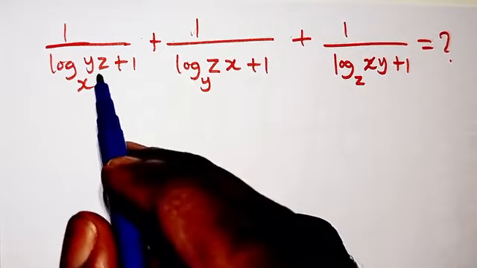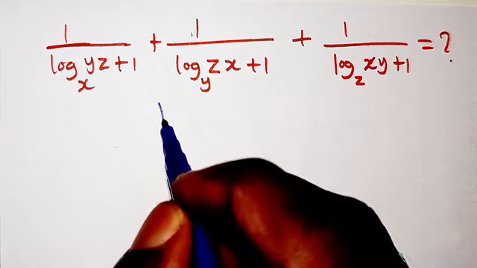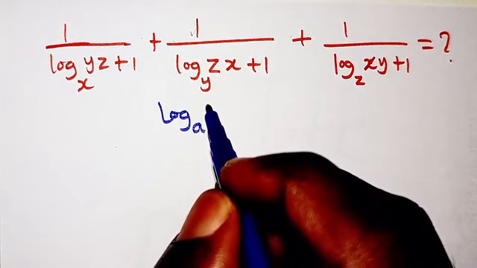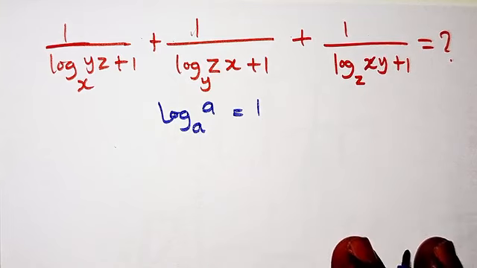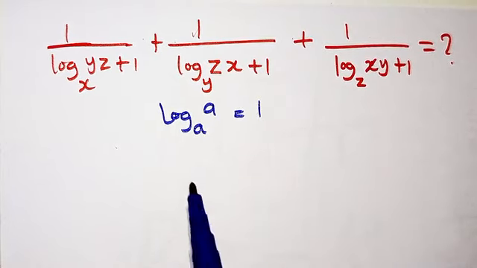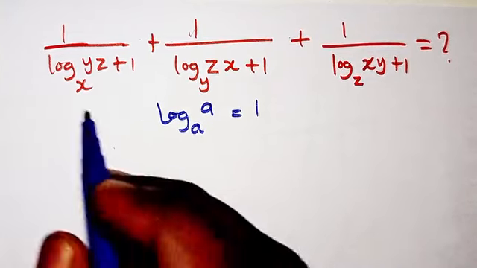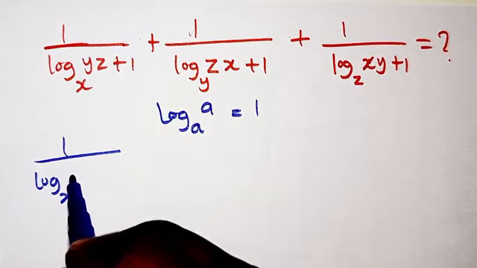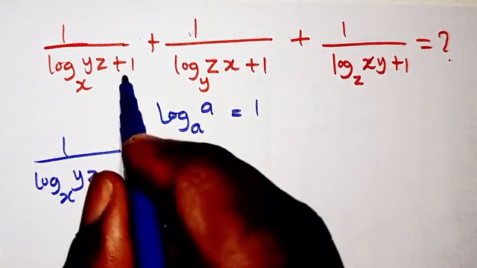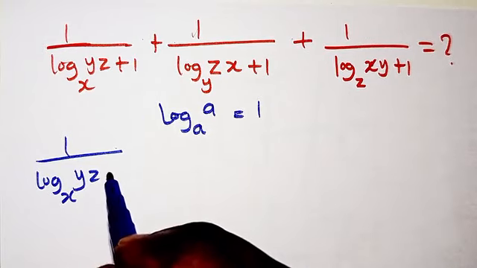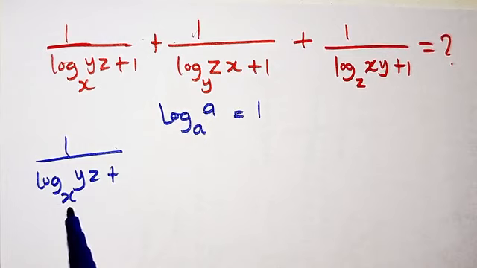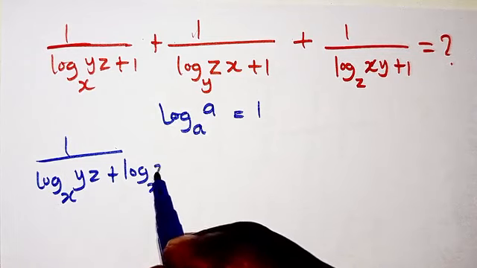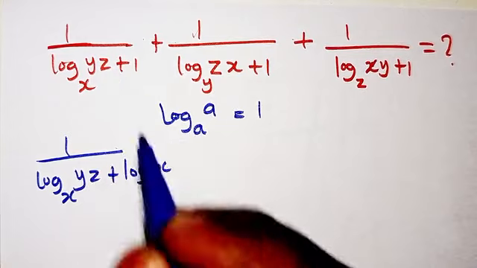Now I want you to recall that log base a of a gives us 1, right? We are going to be using this in particular throughout. So here we have 1 over log base x of xyz. The 1 that is added here, we're going to rewrite it in terms of a logarithm, log with respect to base x of x. You can see that will actually give us 1.